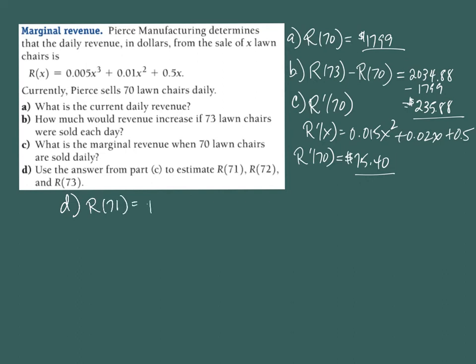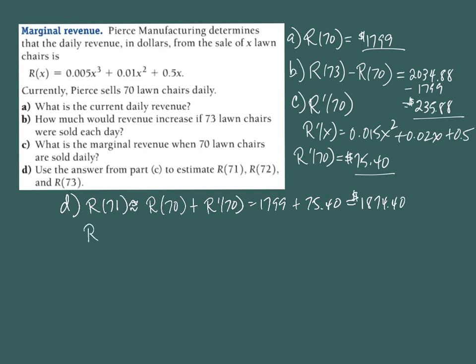Well, R71 would be approximately R70 plus R prime at 70. So that would be $1,799 plus $75.40, which would be $1,874.40.